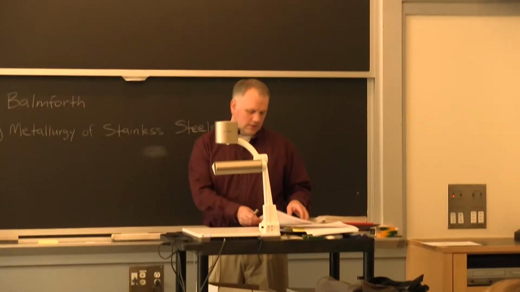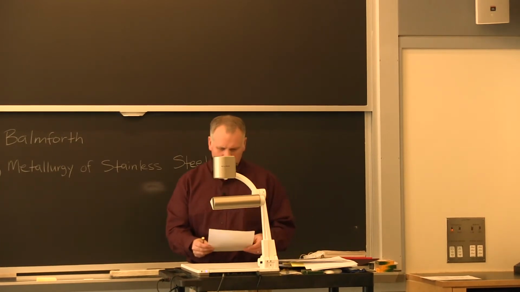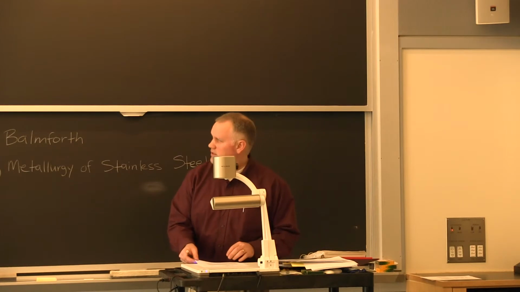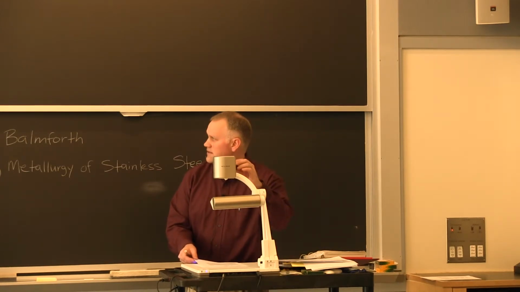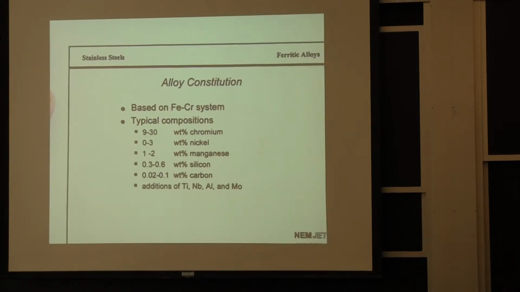So I spent the majority of the time on austenitic stainless steels. I want to spend a little bit of time talking about both ferritic and martensitic stainless steels. Next we'll go to the ferritic stainless steel alloys. Ferritics are probably the most simple alloys. They're based generally just on the iron chromium system. So they're iron with enough chromium in them to be not corrosive.